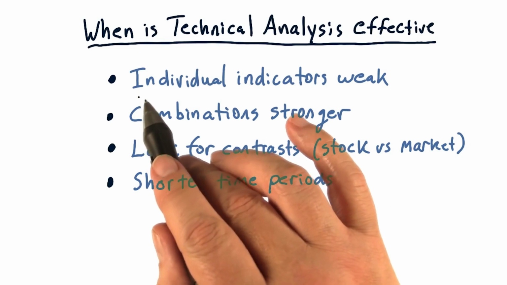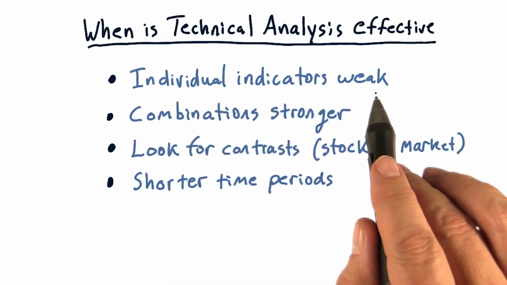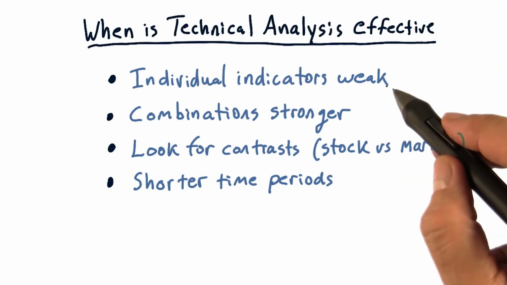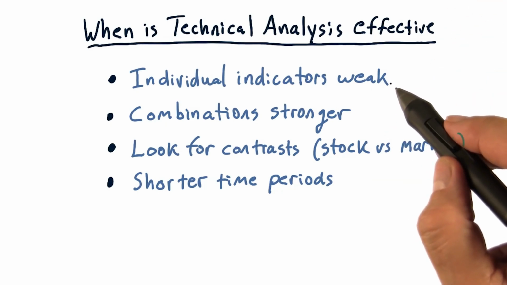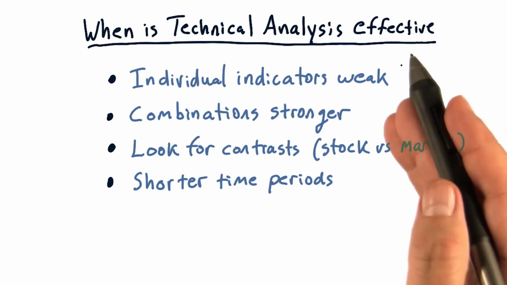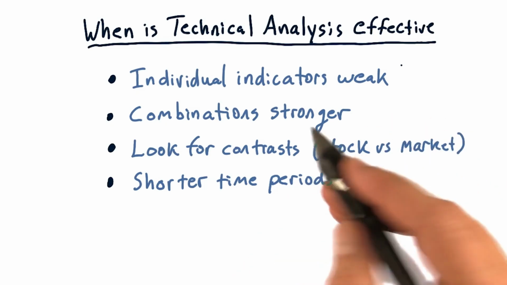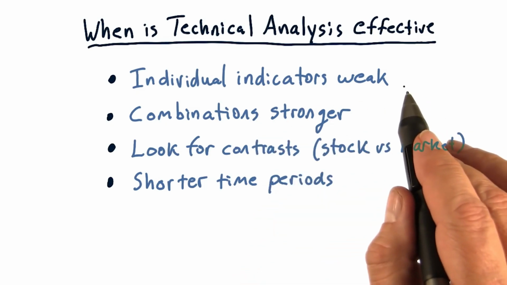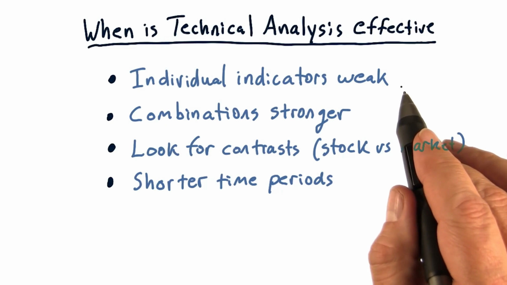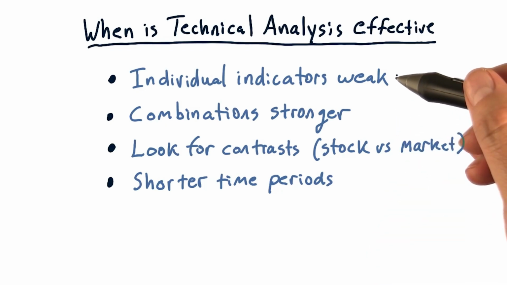First is individual indicators by themselves are weakly predictive. Now, back in the 80s and 90s when some of these were created, I believe they had stronger value. But since that time, more and more people have been trading according to them, and essentially the more people are following a particular approach, the less value is realized by any person by themselves. So individual indicators are weak.